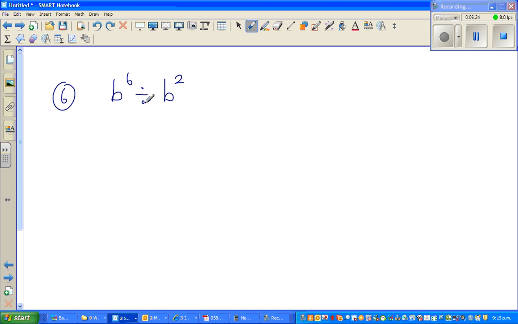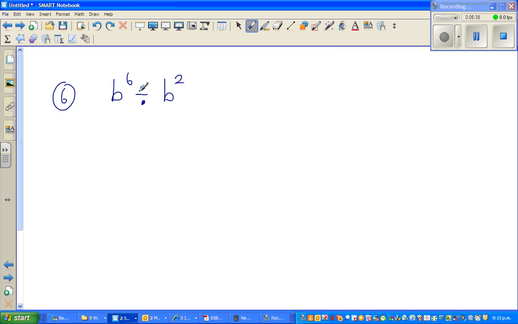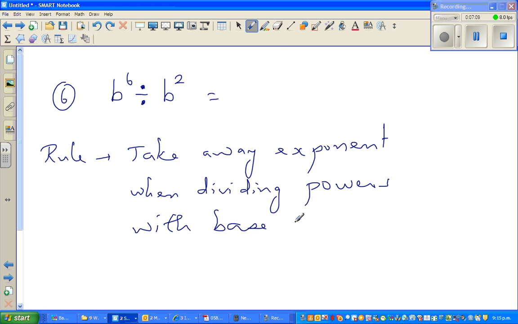Now this is the opposite of multiplication. When you're multiplying powers with the same base, you add the exponents. So what can the rule be when you're dividing? What should you do? You should take away. So you can write the rule: take away the exponents when dividing powers with the same base. This is very important. With the same base.